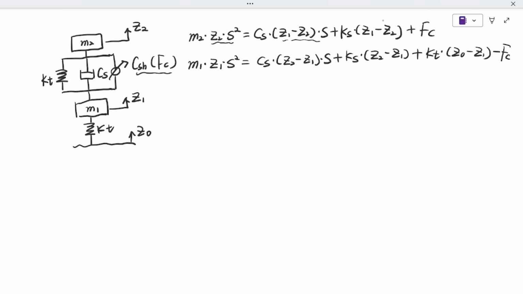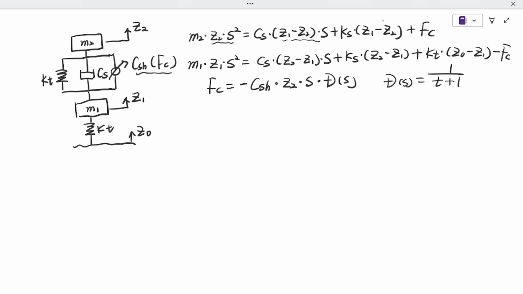Alright, last, the control law: Fc equals minus CSH times Z2 times S, and times the most important, the system delay ds, where ds equals 1 over (Tc s plus 1). Alright, these are the kinematic equations.